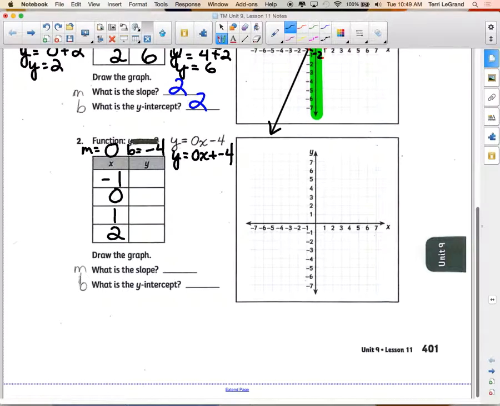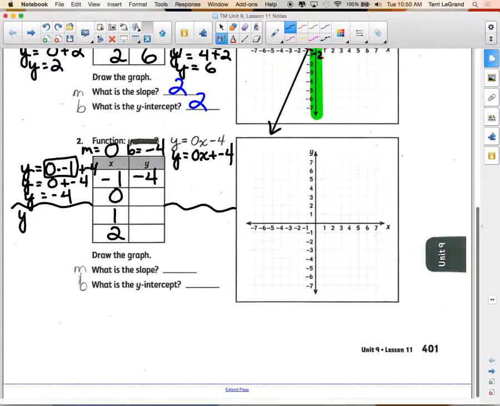Let's do the same thing as we did last time. Let's do the bottom 2 on that side and the top 2 on this side. So we're going to do y equals 0 times negative 1, and then add a negative 4 to that. What's 0 times negative 1? 0. 0 times anything is 0, isn't it? What's 0 plus negative 4? Negative 4. Okay, so we get a y value of negative 4.